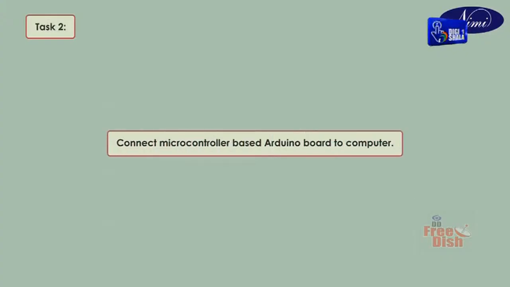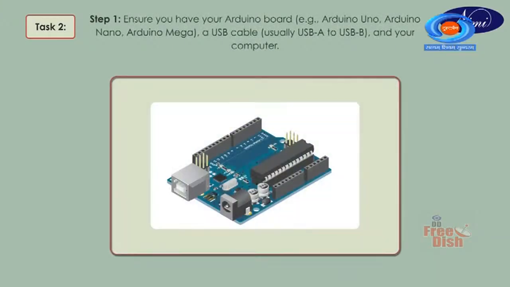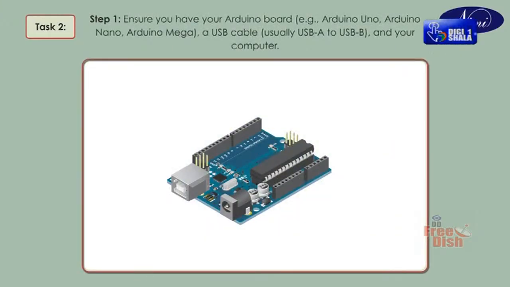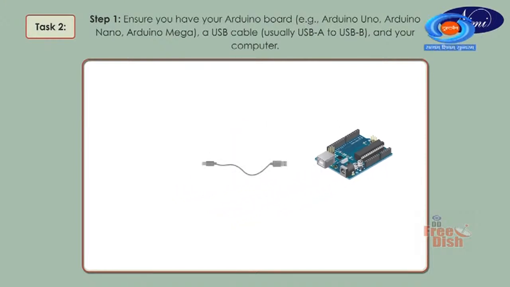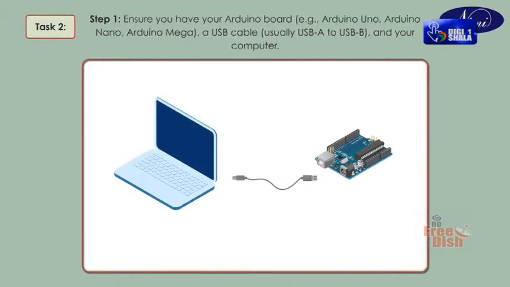Task 2. Connect the microcontroller-based Arduino board to the computer. Step 1. Ensure you have your Arduino board, for example Arduino Uno, Arduino Nano, or Arduino Mega, a USB cable, usually USB-A to USB-B, and your computer.